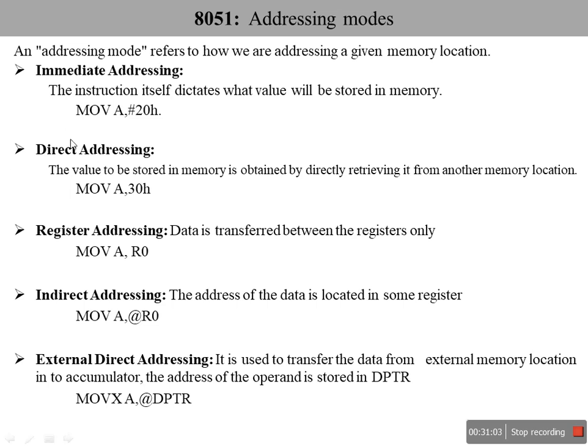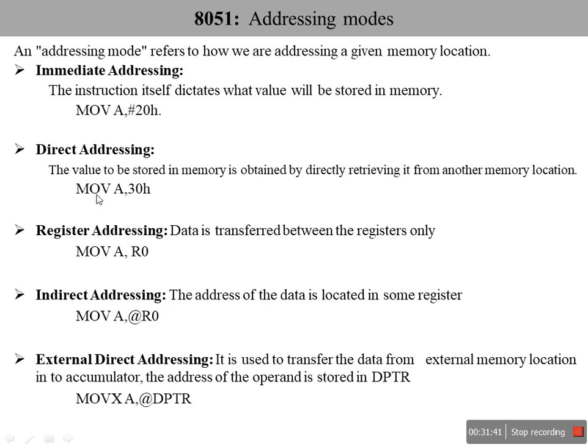Okay. Then next is direct addressing mode. The value to be stored in memory is obtained by directly retrieving it from another memory location. We say here the example, MOV A, 30h. This 30h is not an operand or data with respect to this instruction, but it is a memory location where the data is stored. So this instruction goes to the 30h location of memory, gets the data and stores it into the accumulator. That is why we call it direct addressing mode.